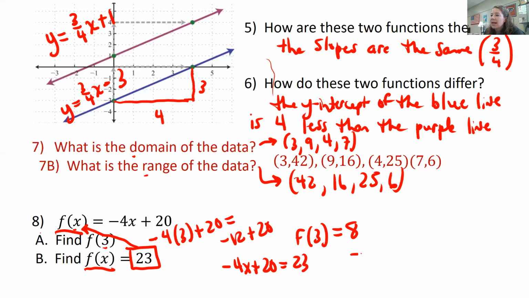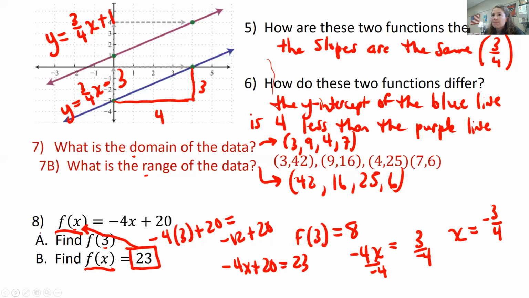So negative 4x is equal to 23 minus 20, which is 3. And then we would divide both sides by negative 4. So x is equal to negative 3/4. So when x is negative 3/4, the function of x is 23.